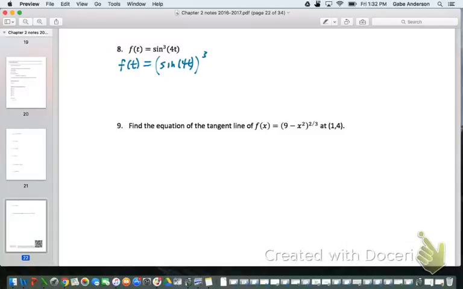Okay, so Luke, what'd you get? How'd this work out for you with f prime? I got f prime of t equals 3 times the sine of 4t squared.